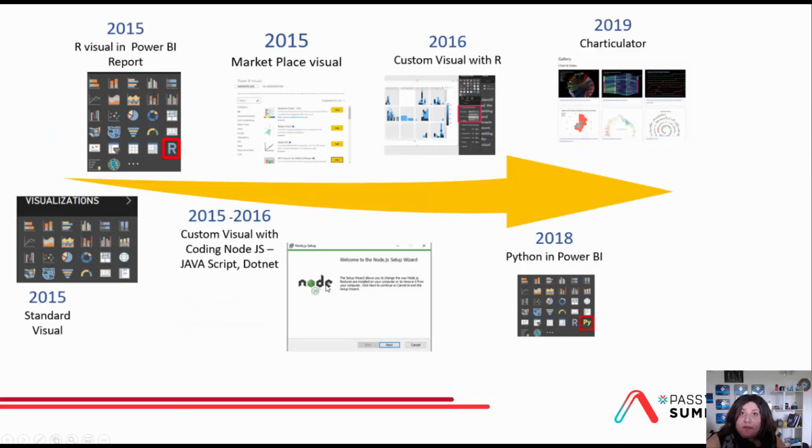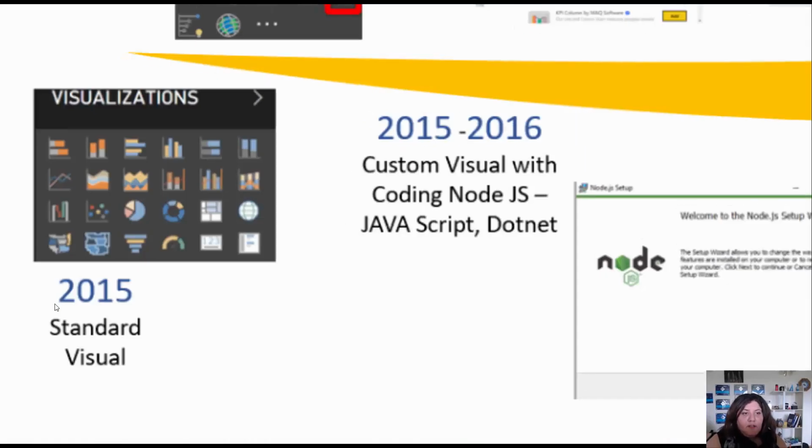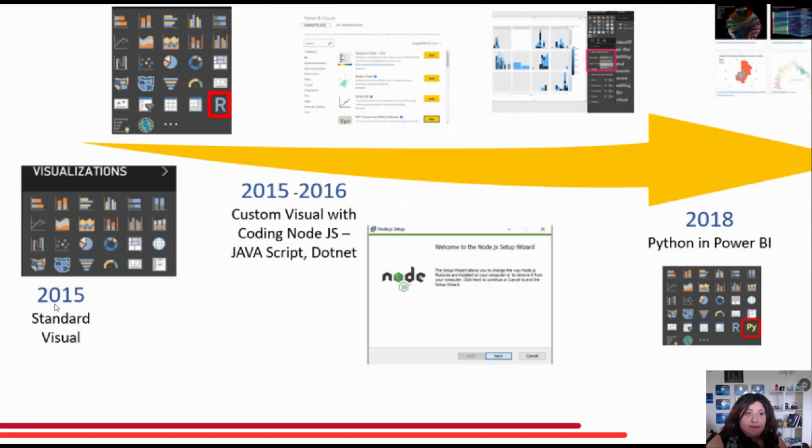So, Charticulator. Today I'm going to talk about Charticulator, but before going to the topic, let's explain what we have in data visualization. As you know, Power BI Desktop was created in 2015, and in 2015 we had some standard visualizations. If you open your Power BI Desktop, you will see that visualization panel that has existed from the start of Power BI Desktop.